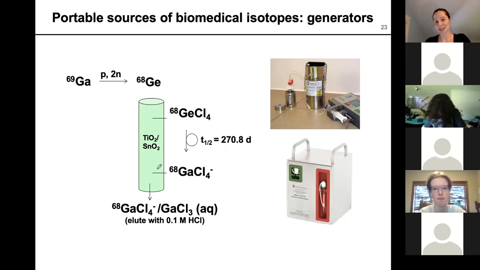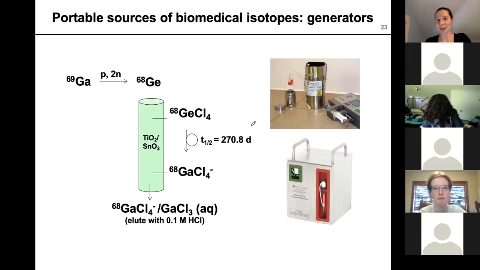We can do this numerous times a day, and we can essentially continue to elute for about 6 months and produce sufficient activity to generate patient doses from these portable generators.